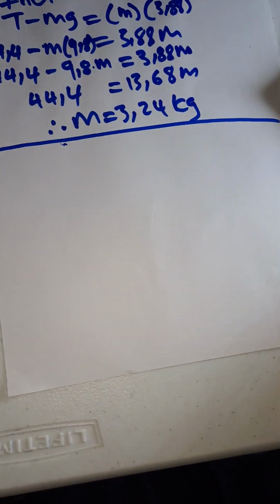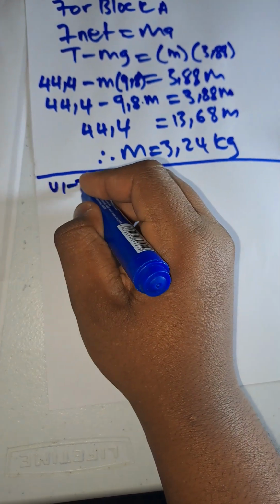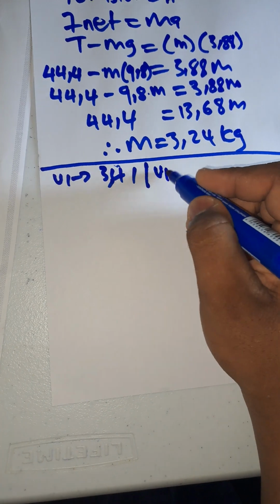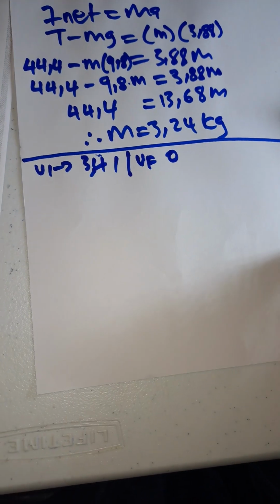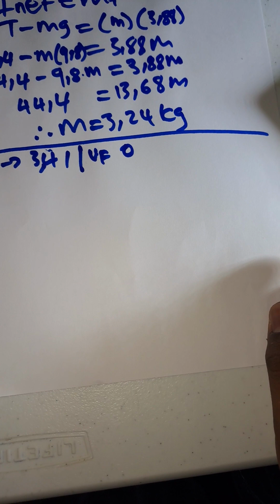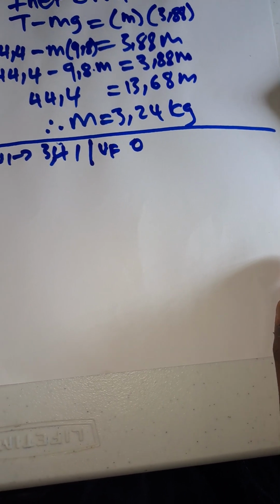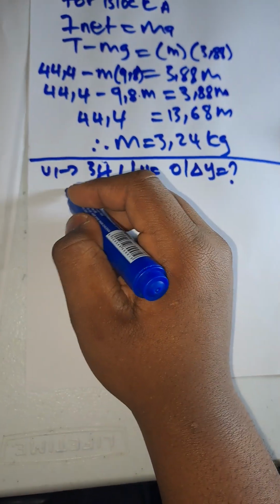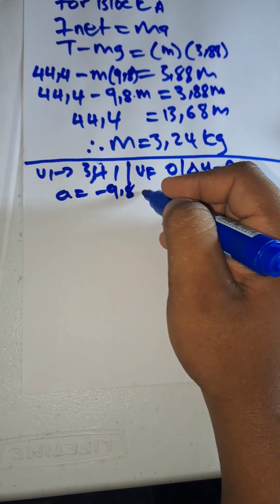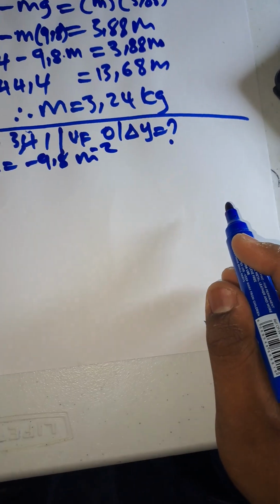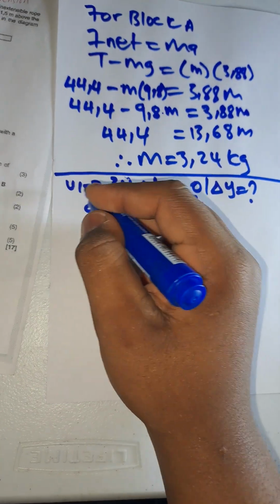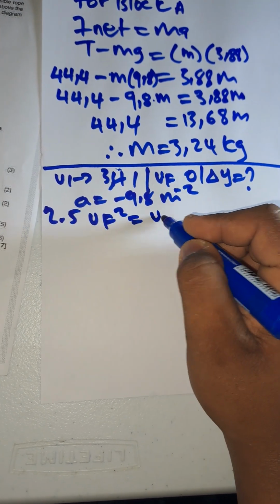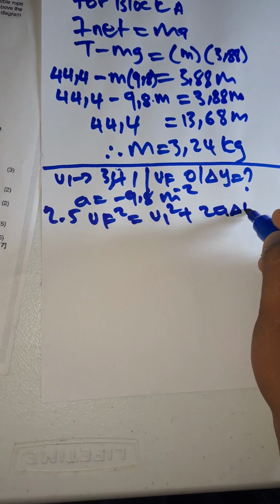Right? So now I have my VI, which is 3.41, and my VF is 0, right? The distance is the one that they want. My acceleration is negative 9.8 meters per square second. So now I'm going to use the very same formula: VF squared is equal to VI squared plus 2A delta Y.